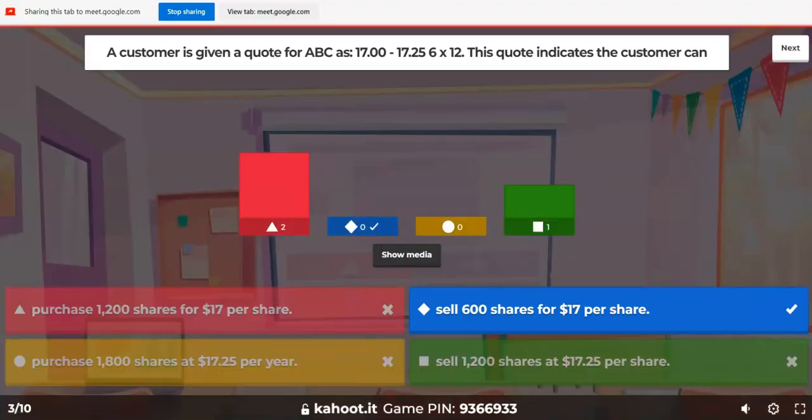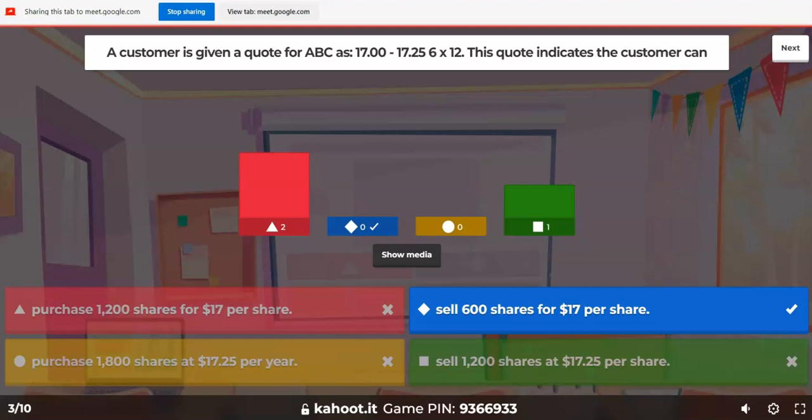In understanding the price quote, you always get two prices: a bid price and an ask price. It's always bid first, ask second. When the price quote is 17 to 17.25, it's a shorthand notation that says the bid price, the most anyone's willing to pay right now, is $17 a share. So if you want to sell your stock right now, there's a dealer willing to buy it from you at $17 even.